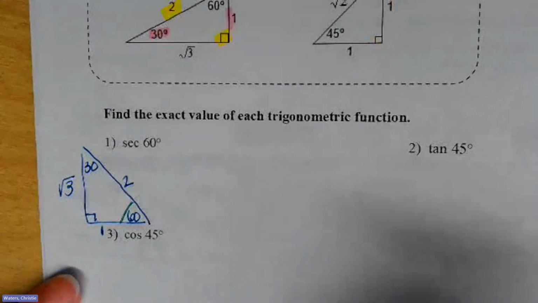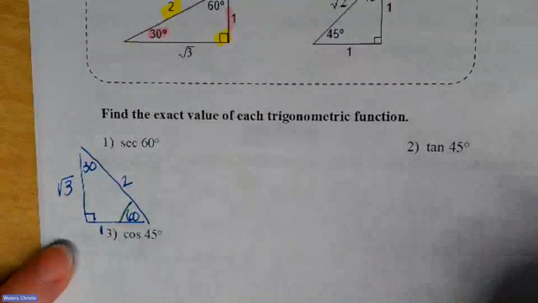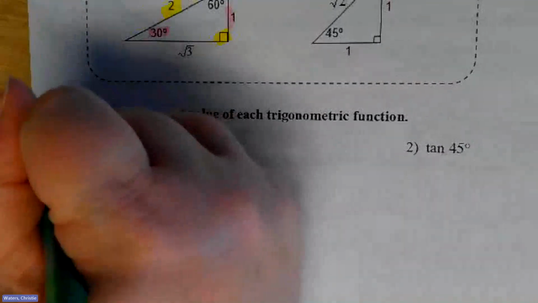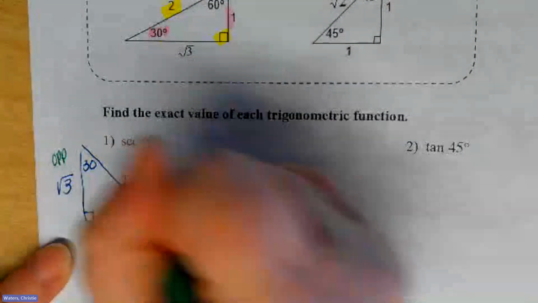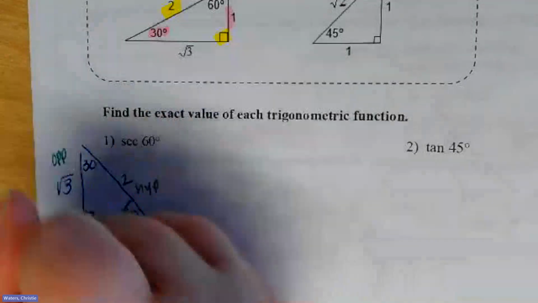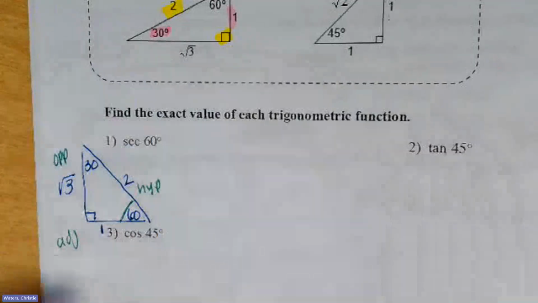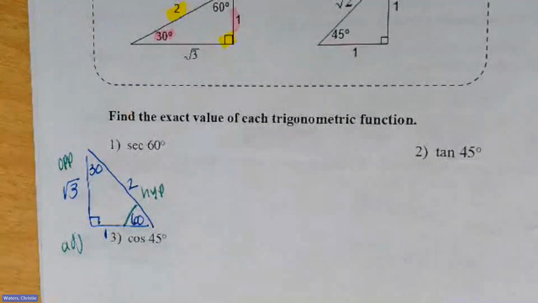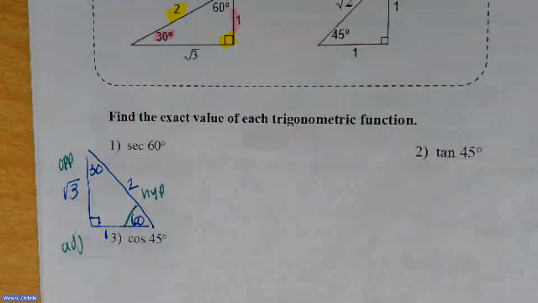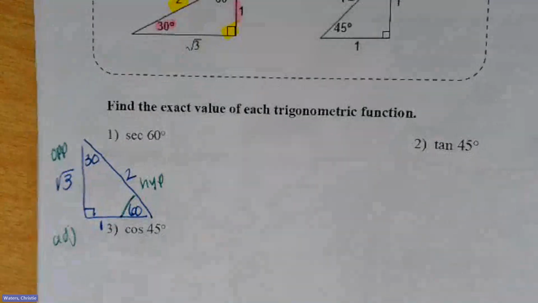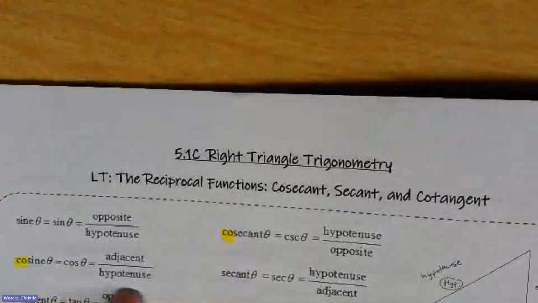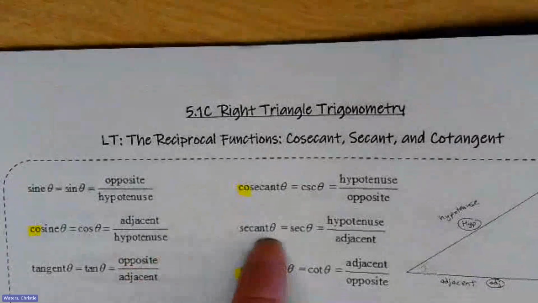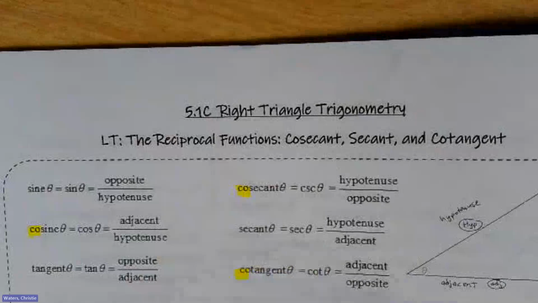So I'm going to label my sides real quick with the opposite, adjacent, and hypotenuse from that perspective. So opposite, hypotenuse, and adjacent. Okay. So secant. Secant is the partner of cosine. If we look back a couple of pages, cosine is adjacent over hypotenuse. Secant is hypotenuse over adjacent.